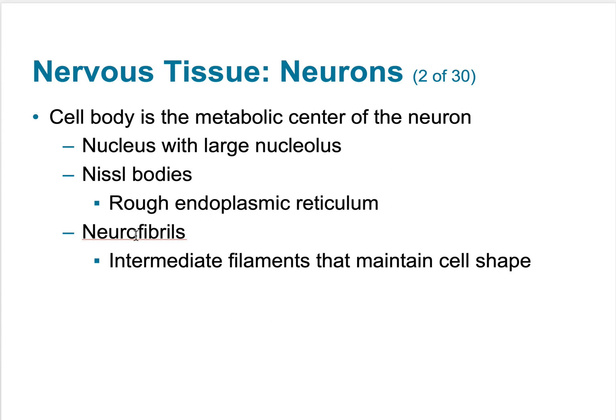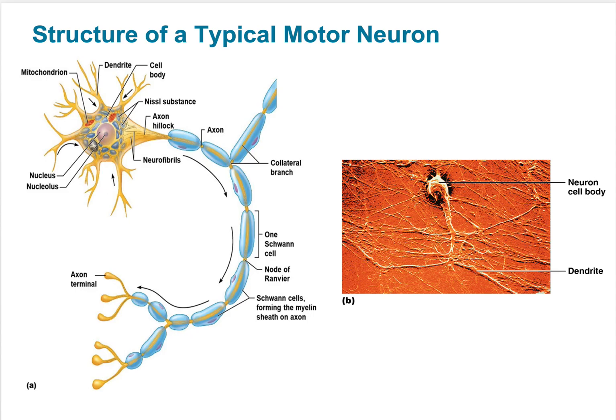Okay, and then we have something called neurofibrils. They're intermediate filaments that maintain the cell shape. And these are kind of like microtubules, microfilaments, and they help to maintain the shape of the cell. Okay, and here you can see we've seen this picture before. So here you can see the cell body. Here's the large nucleus, the nucleolus. Here's all the organelles that you see, lots of mitochondria, smooth endoplasmic reticulum, rough endoplasmic reticulum.